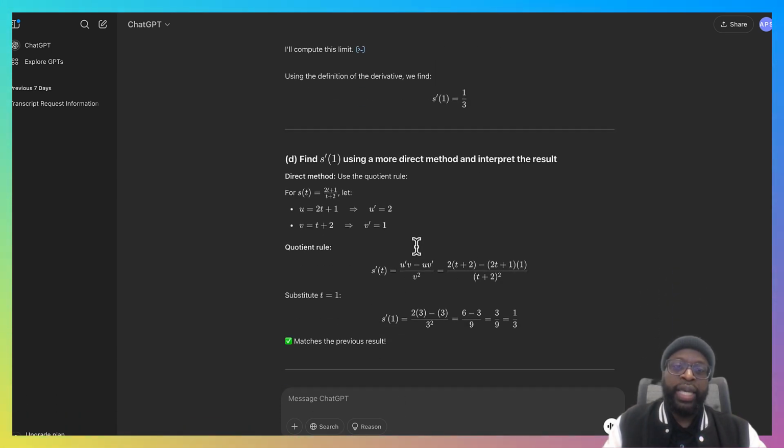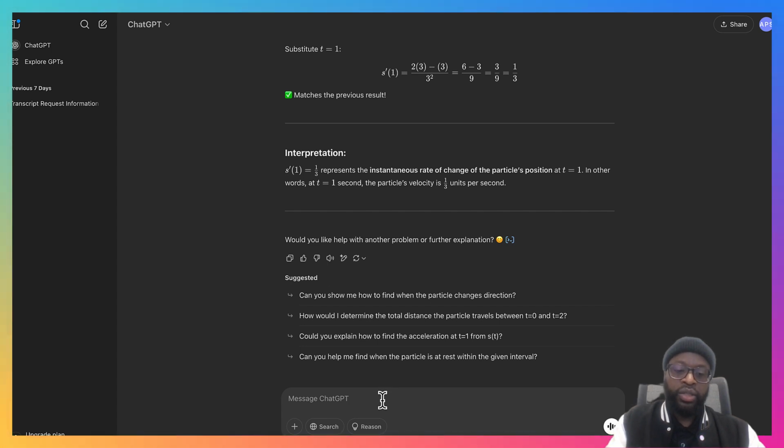Let's see if we can get more of the steps, right? So can you show me the step-by-step math for part C.